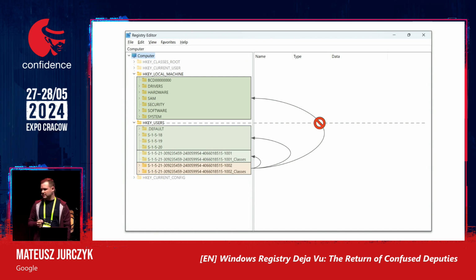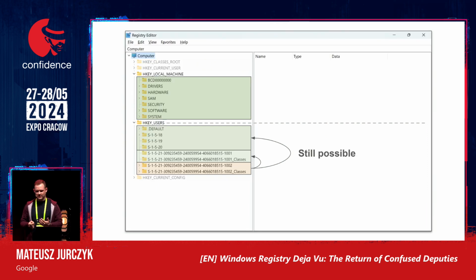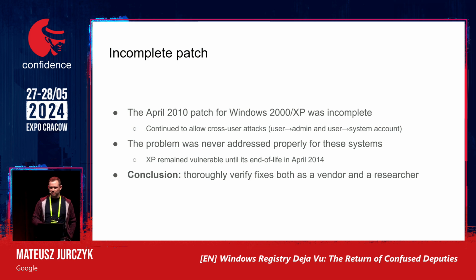So this means that they have killed this one attack vector of trying to create a link between our own user hive and a global system hive. However, the problem is that they still left these 2 other possibilities of attacking the hives of other privileged users in the system. And so it was an incomplete patch.